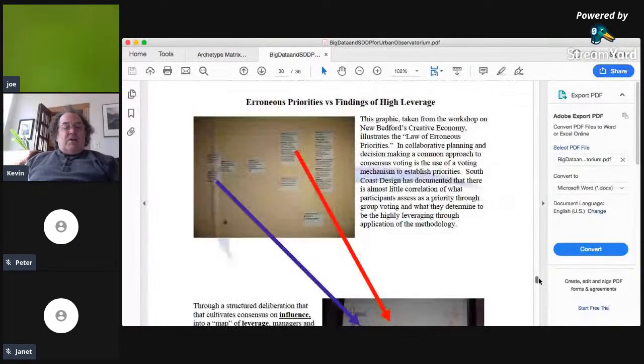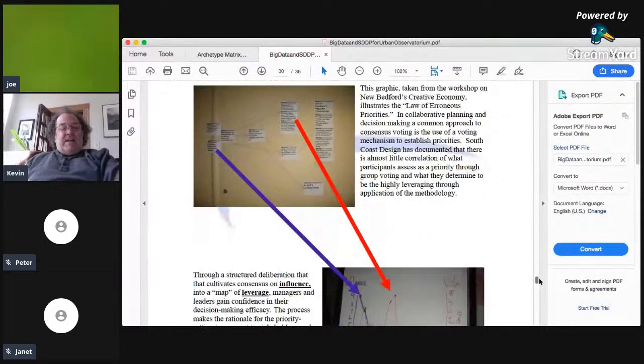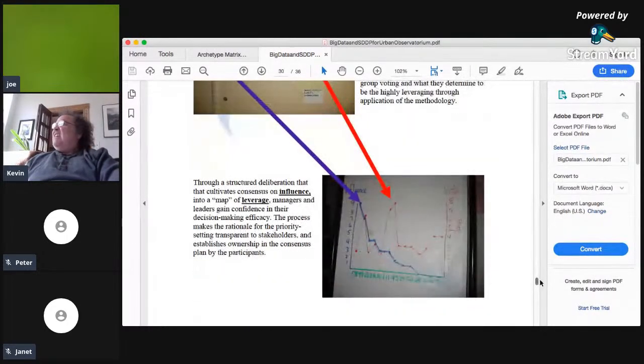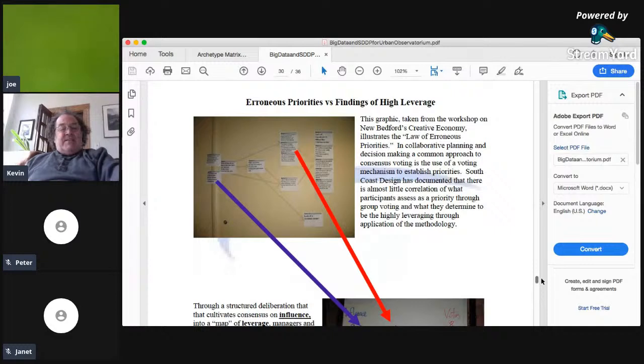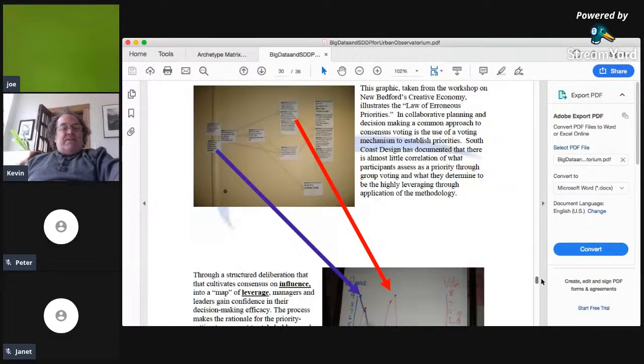This is a close-up of the red in the structure. The structure's read left to right. The most influential is on the left, least influential on the right. Right, so the things on the right, in a medical model, would typically be symptoms, and the things at the left are the causes.